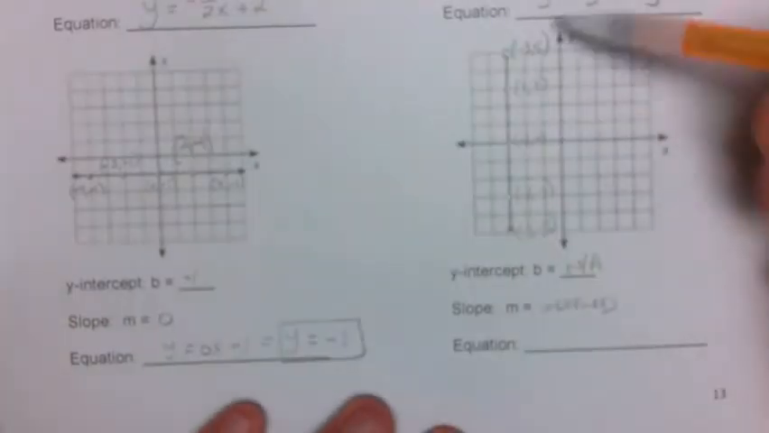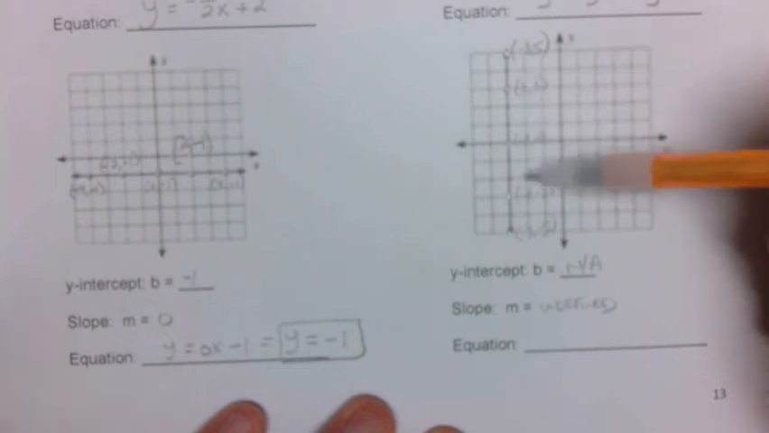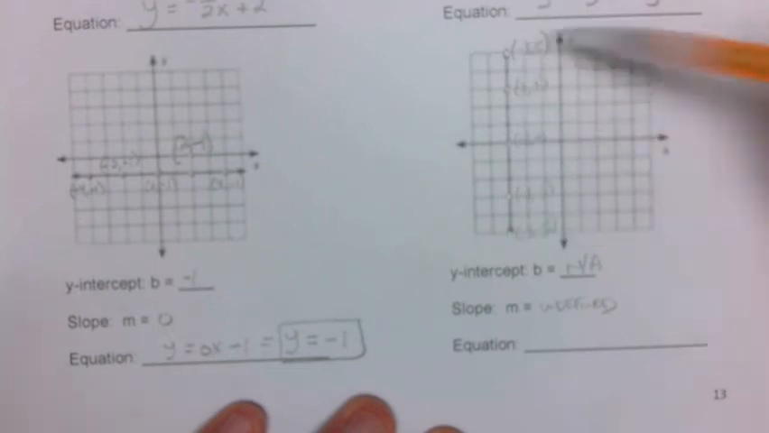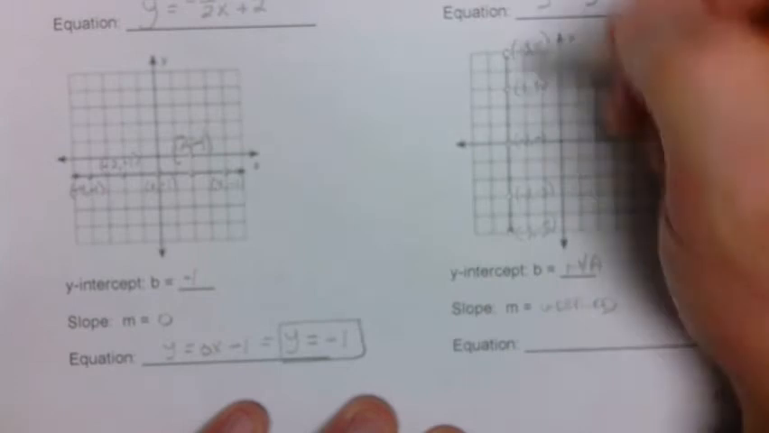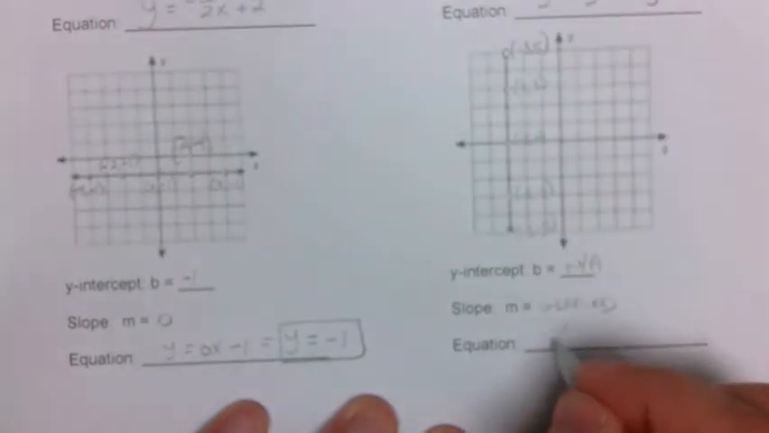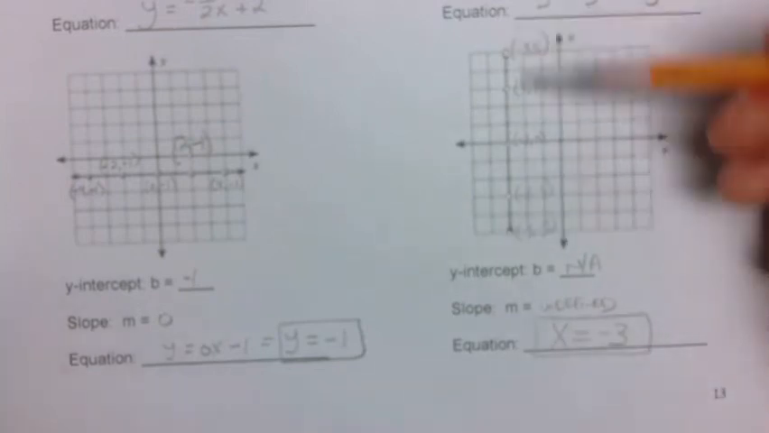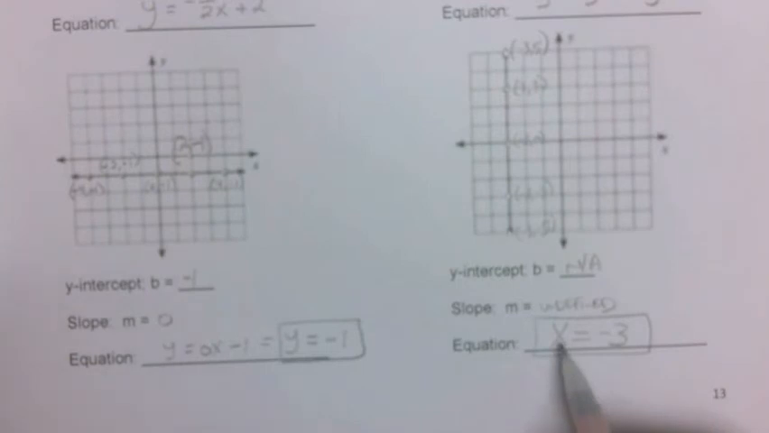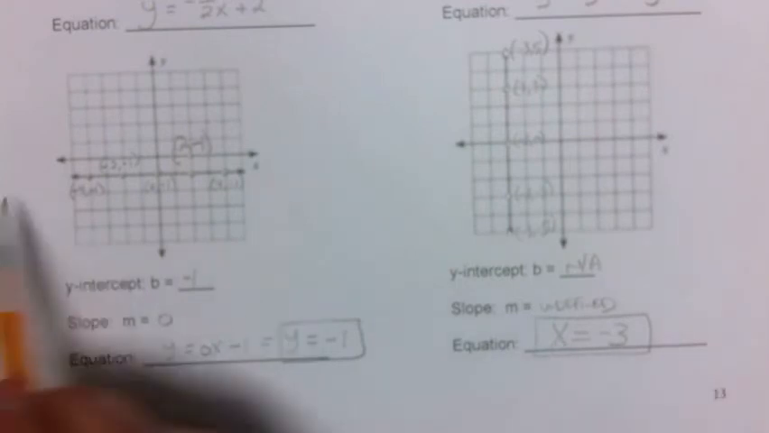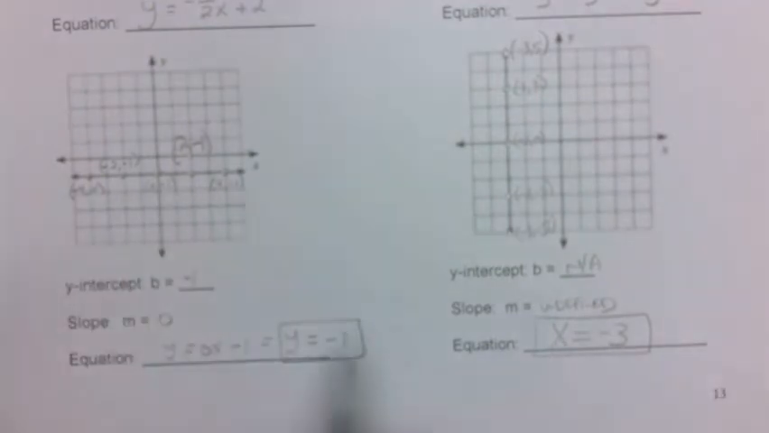If you look at all of these points, what do they have in common? Well, the first coordinate, the x coordinate, is equal to negative 3. So the equation of this vertical line is going to be x equals negative 3. A vertical line will always have an equation that says x equals some number. A horizontal line will always have an equation where it says y equals some number.